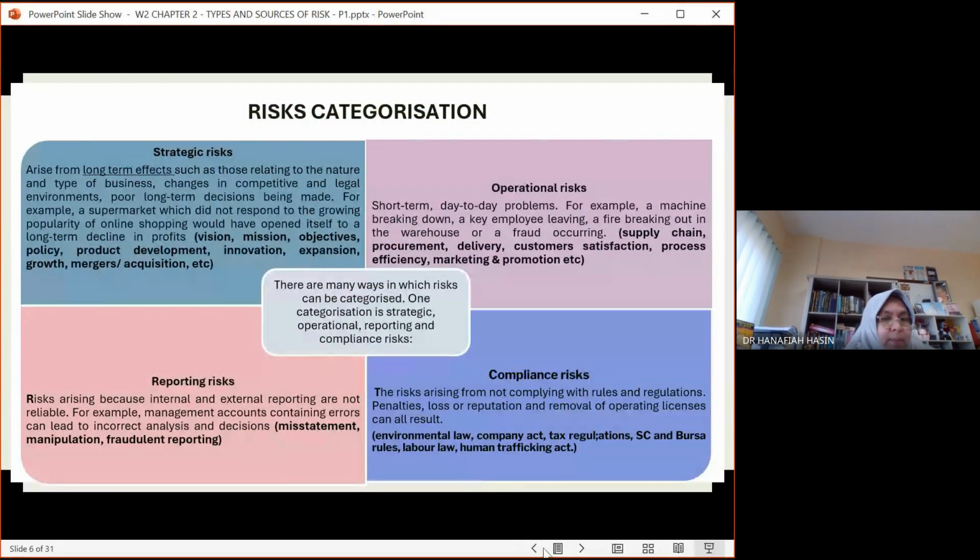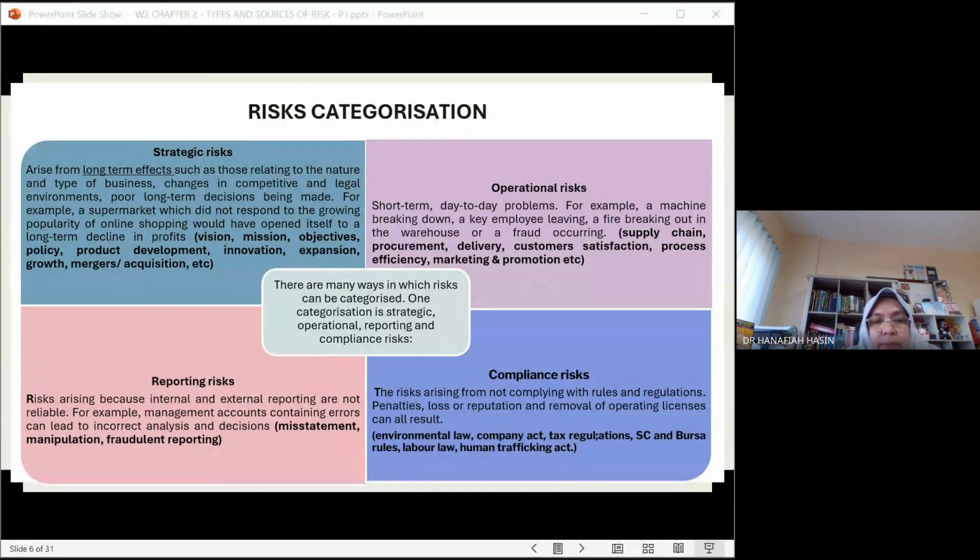And now we look at the categorization of risks. The first one is strategic risk, where this type of risk arises from long-term effects, such as those related to the nature and type of business, the changes in competitive and legal environment, and poor long-term decisions that you have made. For example, a supermarket that did not respond to the growing popularity of online shopping. If the supermarket does not try to improve and implement facilities for online shopping, this will lead to a long-term decline in profit for the company.